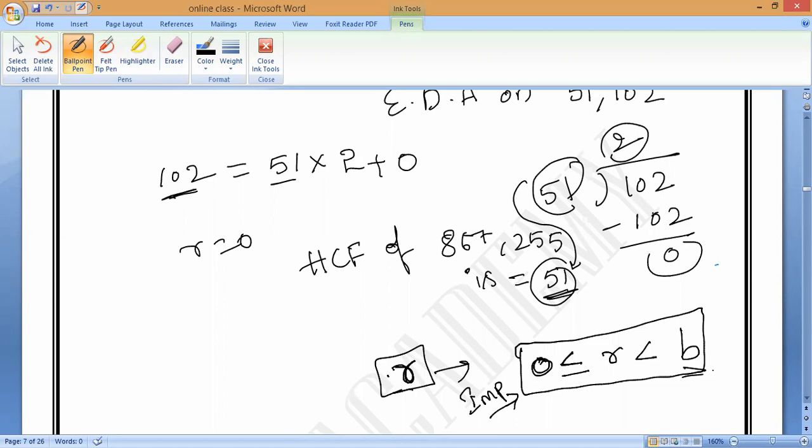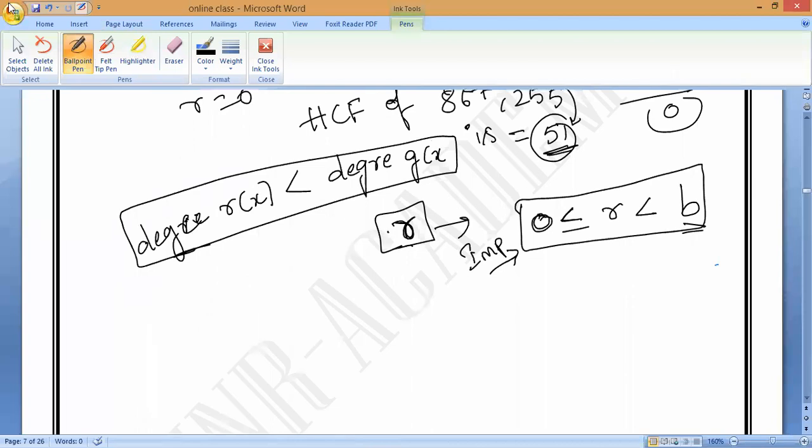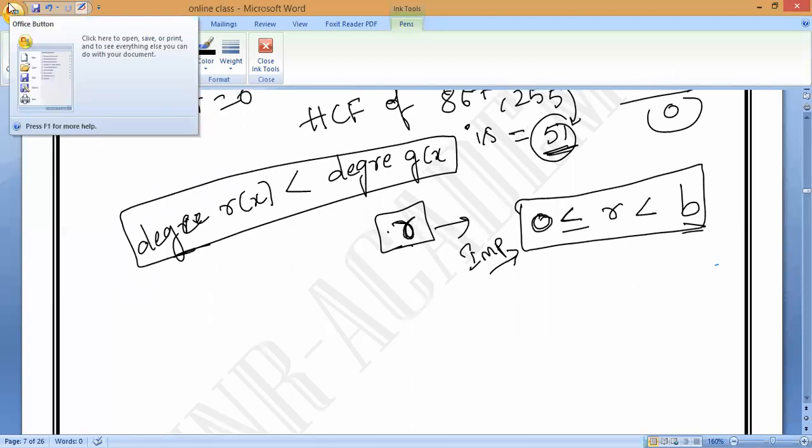In polynomials, we already discussed the degree of R of X is always less than or equal to the degree of G of X. This is one MCQ question. So this is all about this one.